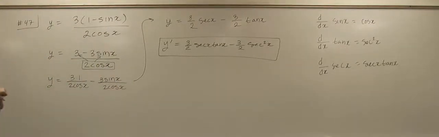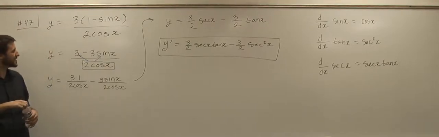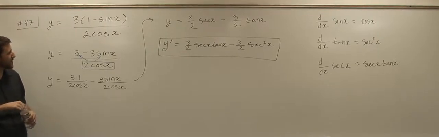Maybe you guys would rather just do the quotient rule. Maybe the quotient rule would be faster for you. I don't know. Kind of depends on how good you are with your trig identities.